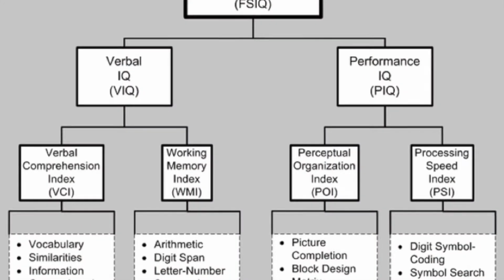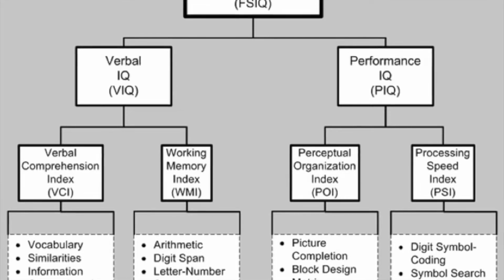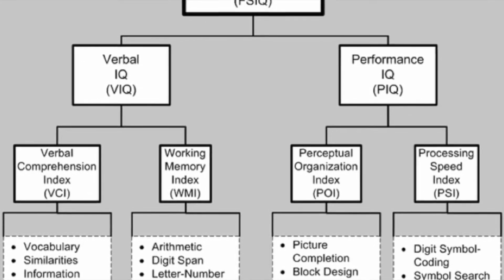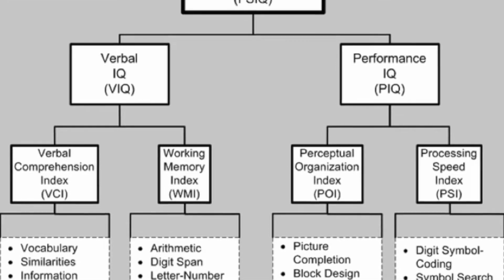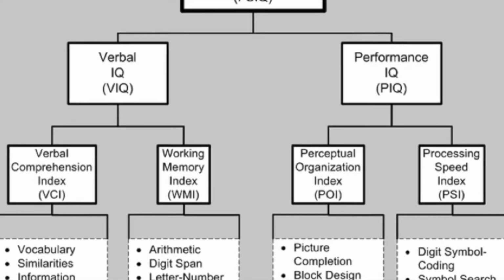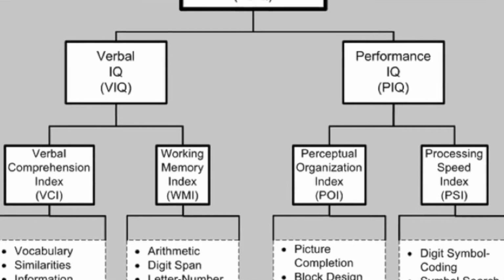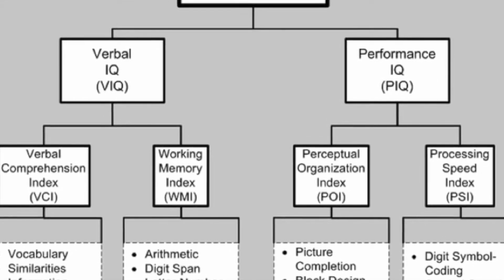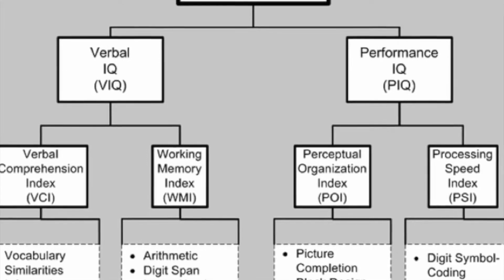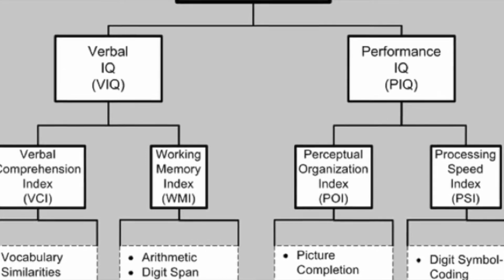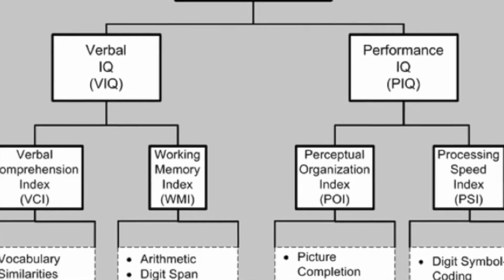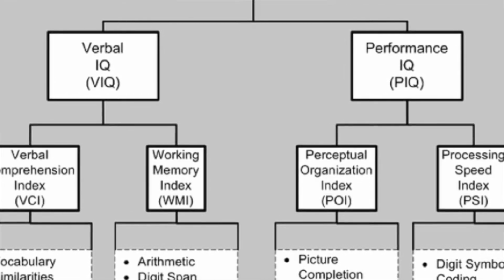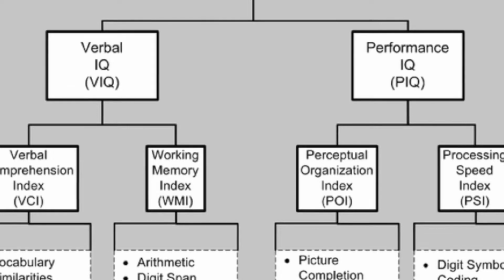And that final number is called the full-scale IQ, which is at the top. We can analyze this score, and it's made up of the verbal IQ and the performance IQ, 2 different categories. These categories can be further broken down into smaller subscales: verbal comprehension index, working memory index, perceptual organization index, and processing speed index. Below those are the actual subtests that make up the full-scale IQ.